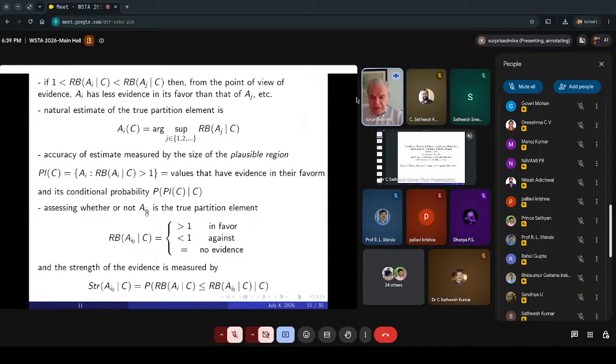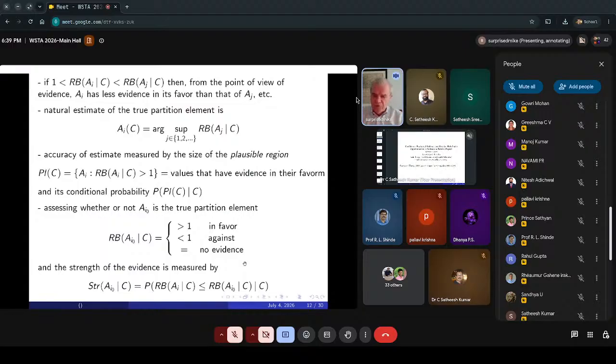Now, sometimes I might want to assess whether or not a particular partition element, A_i0, contains the true value omega. Then I know right away, if I calculate the relative belief ratio at A_i0, that if it's bigger than 1, I have evidence in favor of that being the true partition element. If it's less than 1, evidence against, and no evidence either way if it's equal. And then I can measure the strength of evidence.